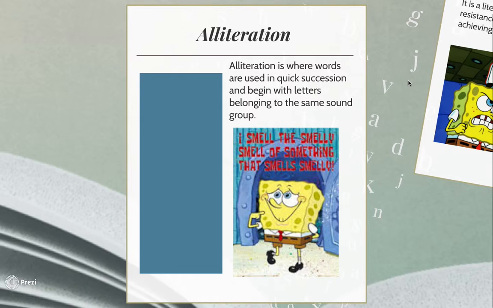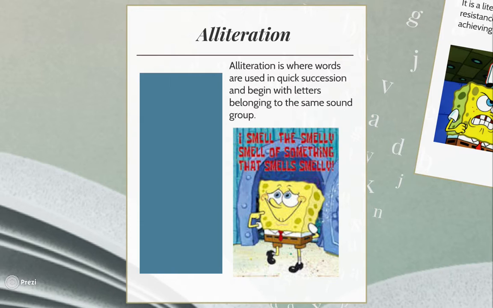So the first one I want to go over is alliteration. Alliteration is where words are used in quick succession and begin with letters belonging to the same sound group. An example from SpongeBob is, I smell the smelly smell of something that smells smelly. Clearly, a lot of these words start with S and have that S sound. This is an example of alliteration.